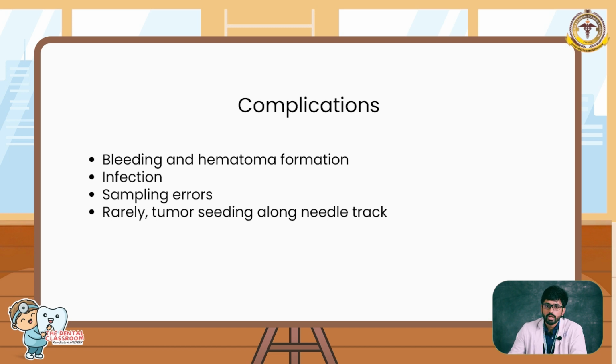The fourth one is sampling error, where we do not get adequate samples for study purposes. The last one is a rare one, needle tracking or seeding of the area, where wherever the needle is introduced, that track is seeded with the lesion that we are dealing with. So we have to make sure that we employ the correct techniques for the correct lesions so that we prevent these complications of the biopsy.